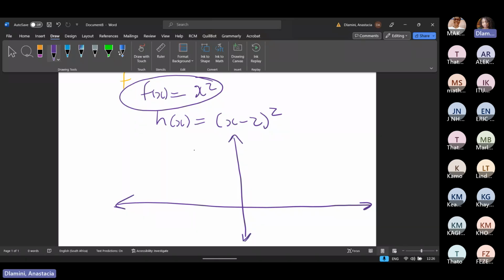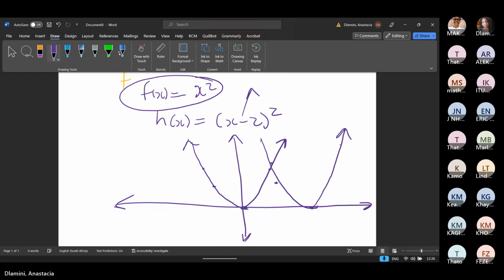Okay, we start with the parent function. This is the parent function, and this tells us we're shifting the graph horizontally to the right. So from here, we're going to move to this point, and that point will move 2 units to this point, and this point, just like that, 2 units. Even this point will move 2 units there. So the graph will be like this. This will be the graph of f of x is equals to x minus 2 squared.